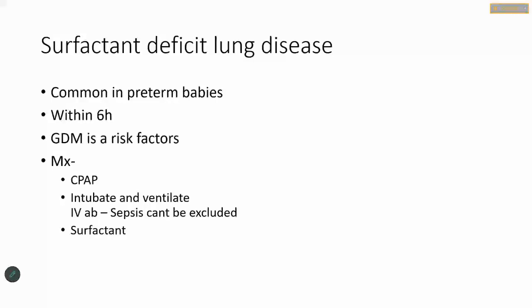And again, we are giving IV antibiotics for the same reason. We can't exclude sepsis or congenital pneumonia immediately, so until it is excluded, we have to give the IV antibiotics. That's why at the start I said congenital pneumonia will come under each and every topic, because there is a confusion. We can't directly exclude the condition, so until then, we have to deliver the IV antibiotics.